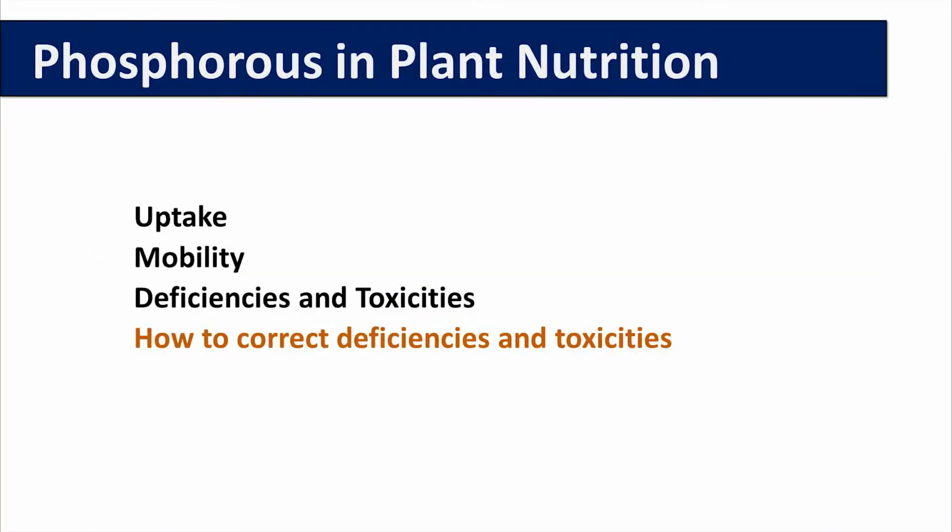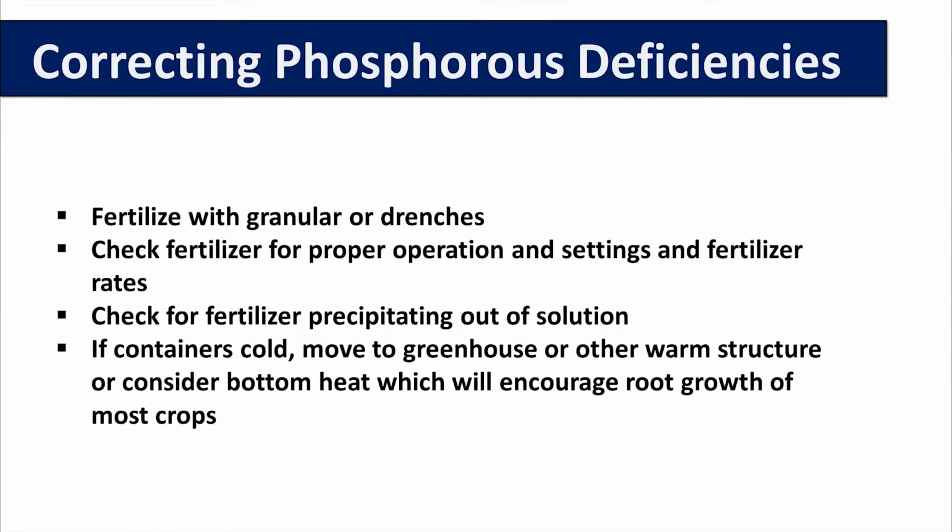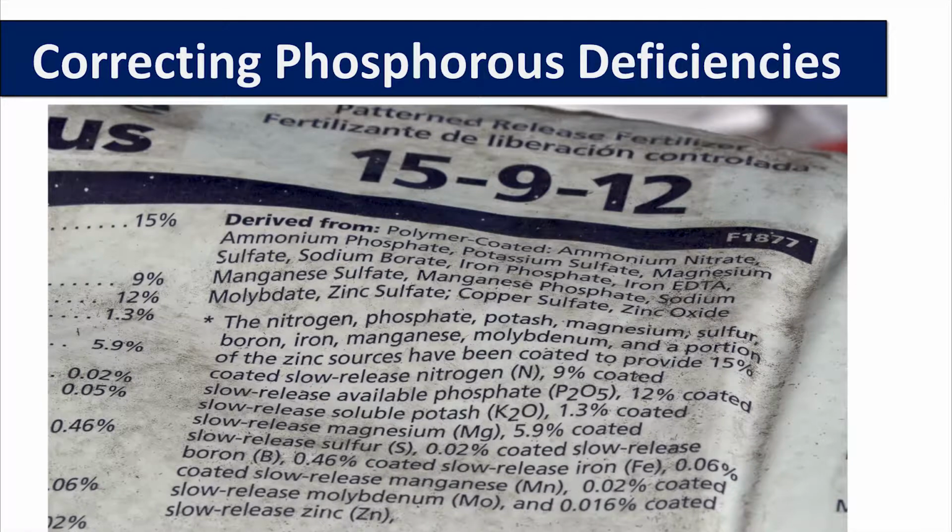So how do we correct these deficiencies and toxicities of phosphorus? Well, to correct deficiency symptoms, check to make sure the fertilizers contain an adequate amount of phosphorus. If it's a granular, check your fertilizer injectors and check the fertilizer rates. Remember, phosphorus is the second number in the fertilizer bag of NPK. Check to make sure this value is high enough.